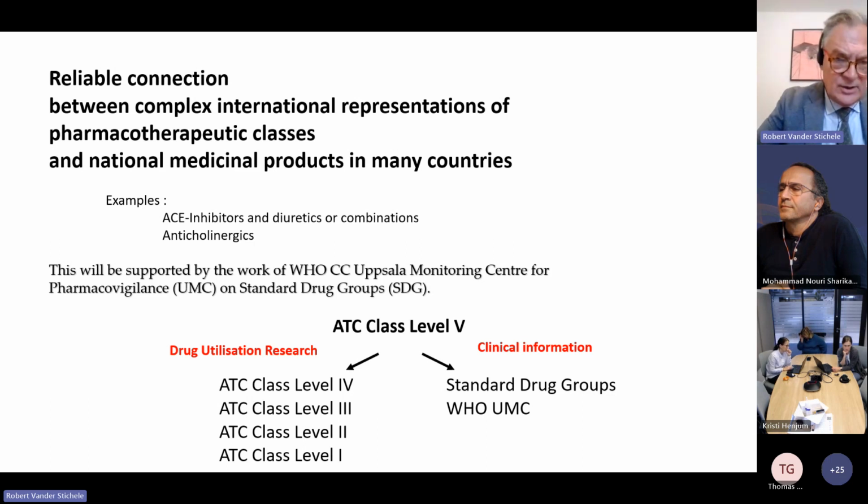If you want to express anticholinergics in ATC, it will also be a very complex combination of ATC codes, and that is what WHO UMC is doing with creating standard drug groups, telling, for instance, what are the ATC codes to detect anticholinergics.